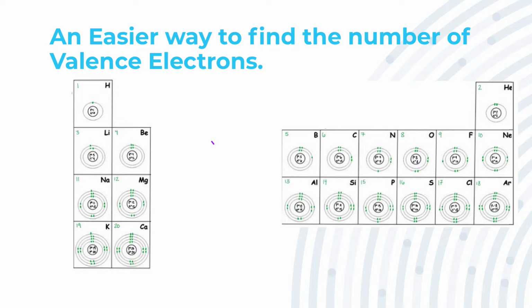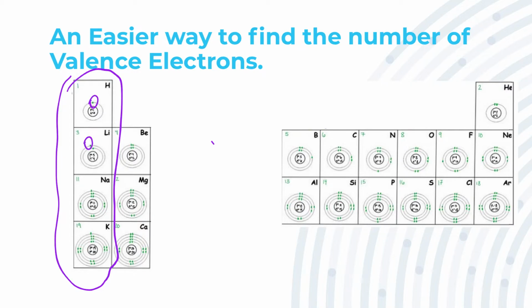This version of the periodic table has the Bohr models for several different atoms. If you look closely, you can see that everything in this family has one valence electron. Everything over here will have 7 valence electrons.